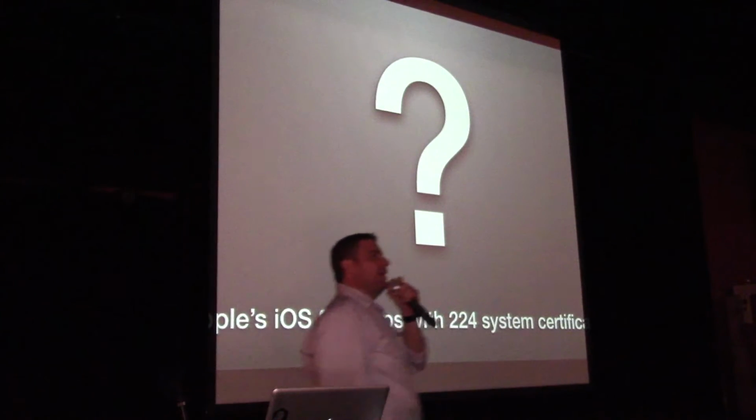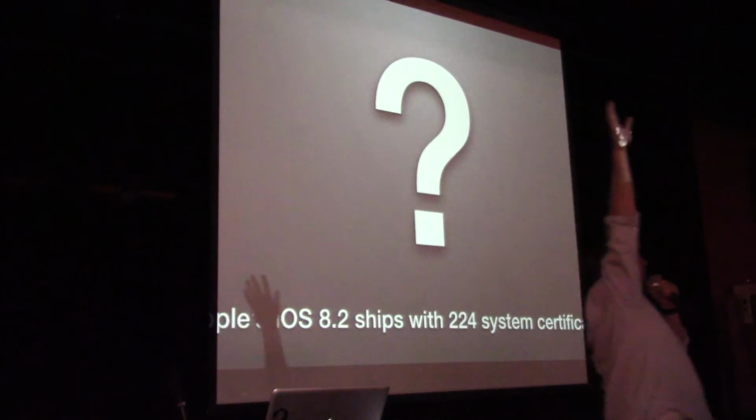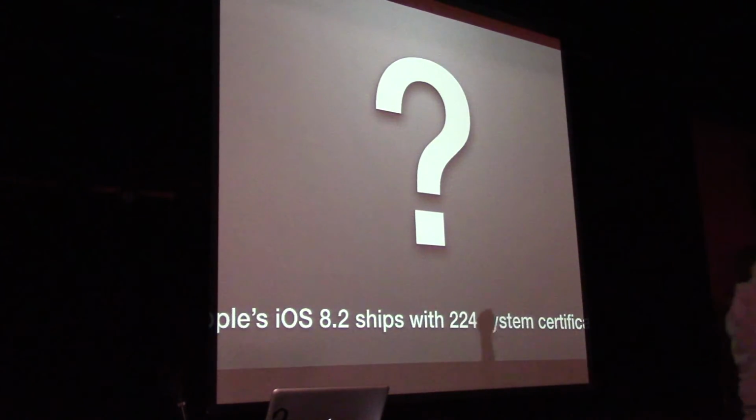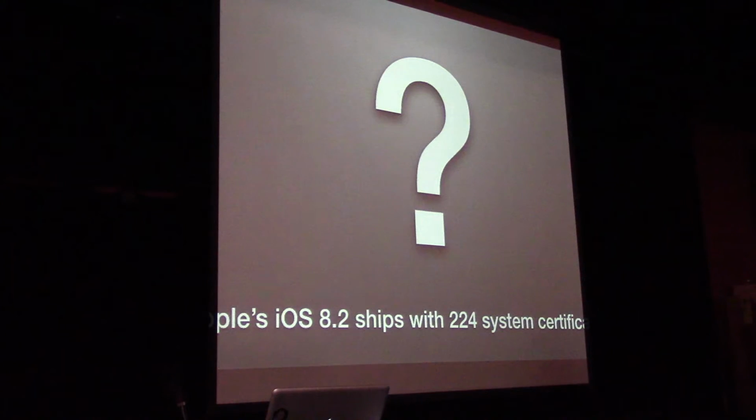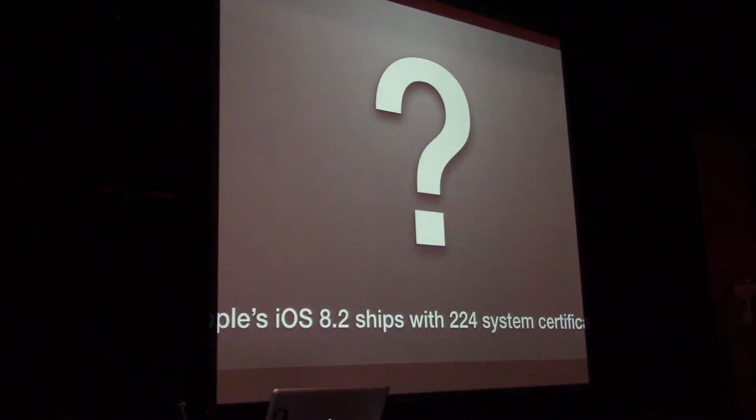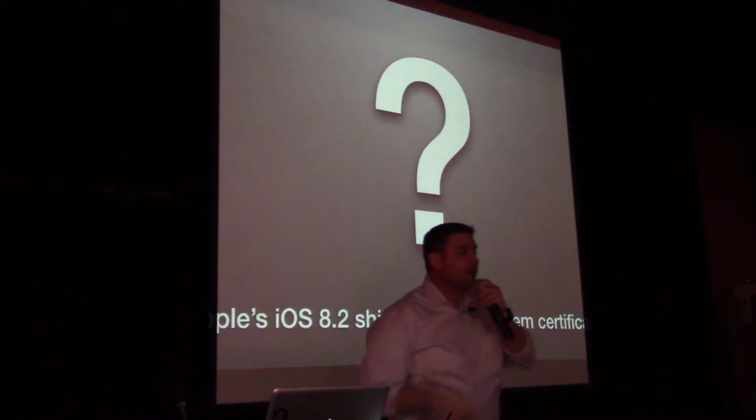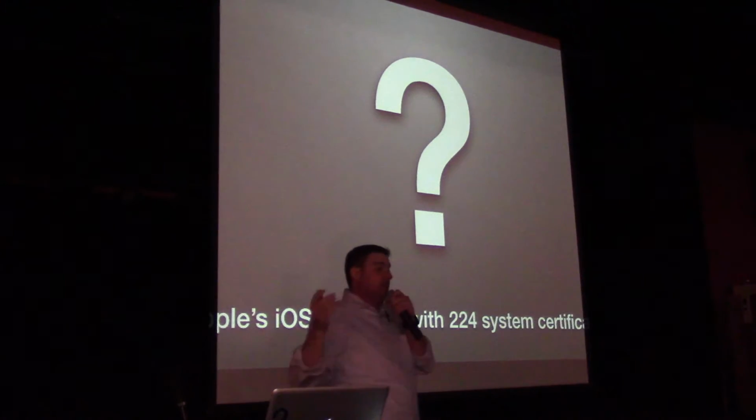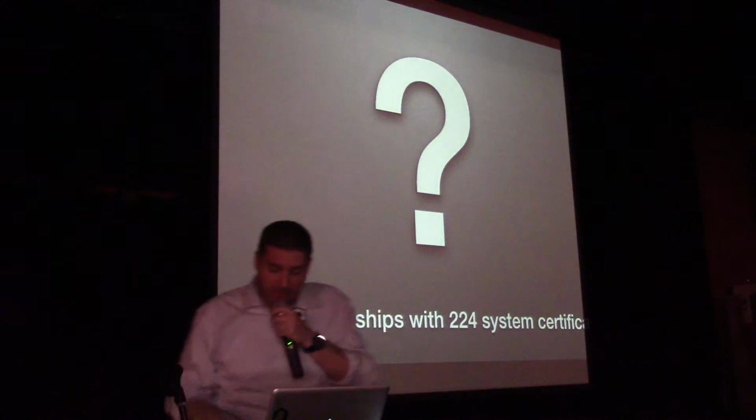iOS. How many iOS users do we have in the house? Bring out those iPhones, hold them in pride, because Apple's iOS ships with 224 system certificates that you can't even look at. There is no interface in iOS to even look at what certificates they ship with. You have to go to Apple's website and ask, hey, what root certificates do you install?